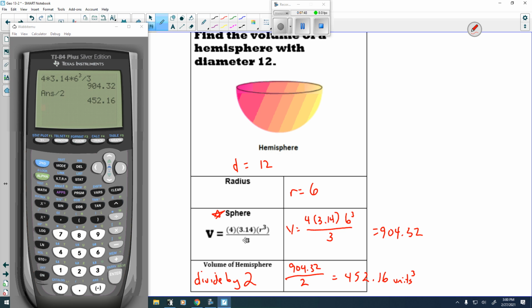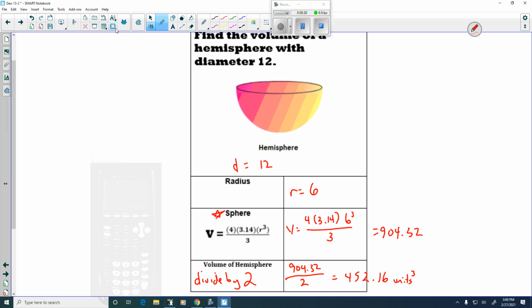Now some of you may, instead of using this 3.14, prefer to use the pi button on your calculator. And if you use the pi button, that's fine. It's right here above that up arrow. You can see it maybe in blue. And then your problem would look like this: 4 times pi times 6 cubed divided by 3. And it's a slightly different answer because it's got a few more decimal places than 3.14, but either answer right there will be completely acceptable.